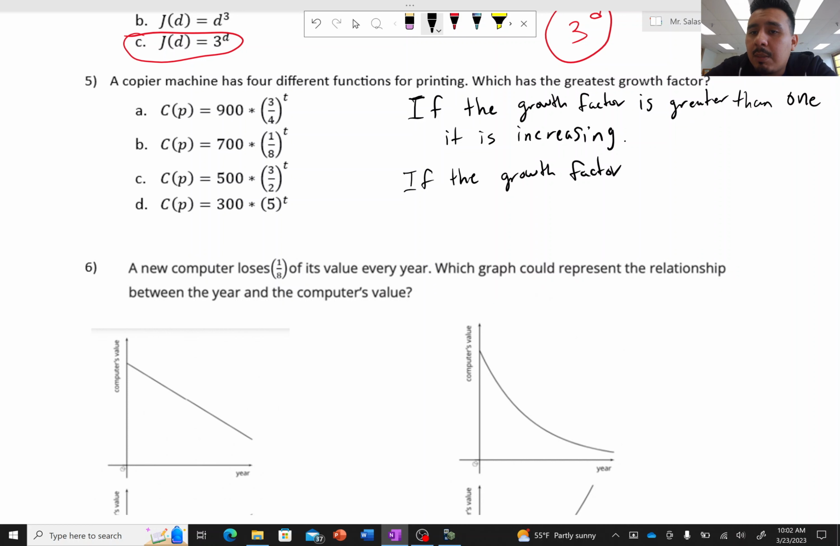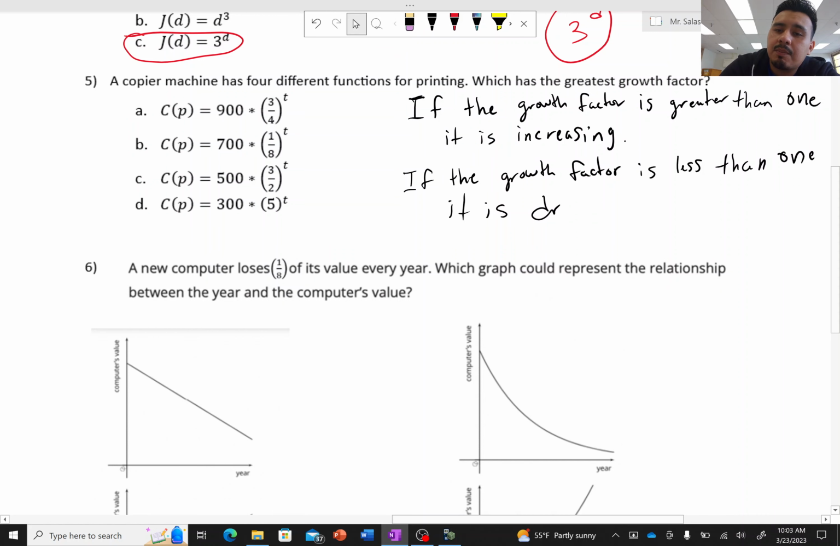Sorry for my sloppy writing, I'm a little bit short on time, the bell's about to ring, so I'm rushing. So if the growth factor is greater, whoops, not greater, less than 1, if the growth factor is less than 1, it is what? Decreasing. Whoops, I have one job. It is decreasing. There we go. All right, so if the growth factor is greater than 1, it is increasing. If the growth factor is less than 1, it is decreasing.